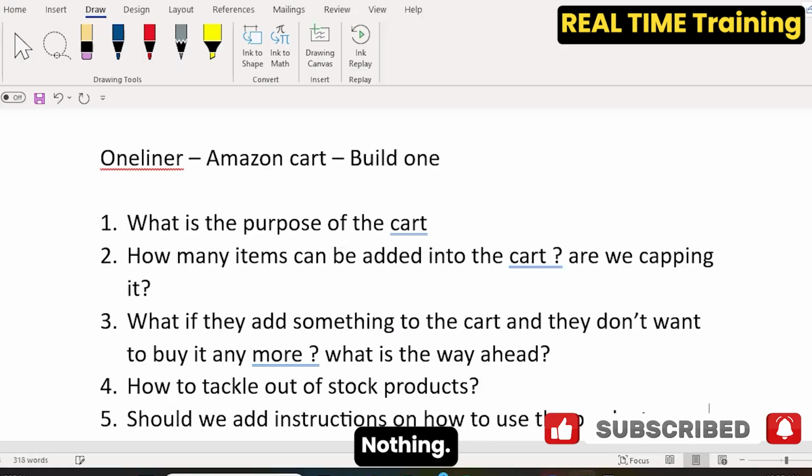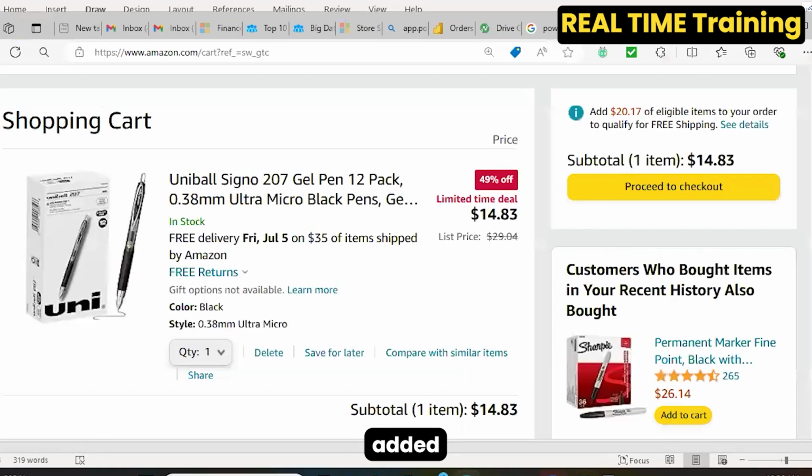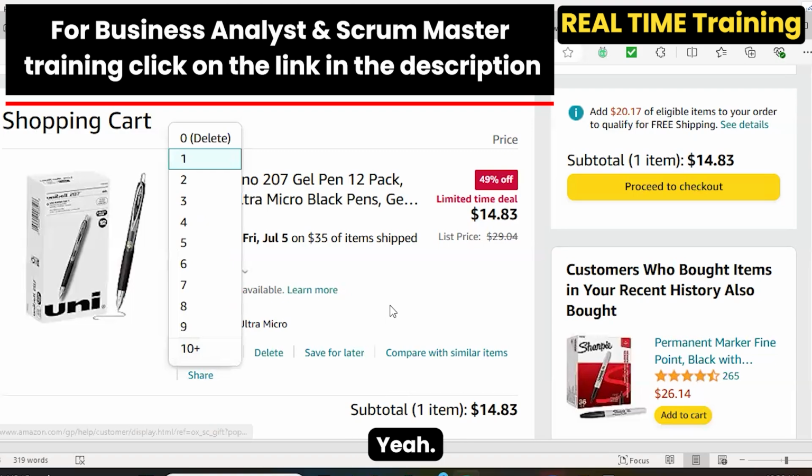Yes. The 6th point maybe. We have covered how many items can be added into the cart, but how many quantity of per item can they add? Because I have seen in many websites, they just allow 2 items for one particular product. At a time, how many items can be added? So 10 items can be added in the cart, but how many quantity of each item can be added? Can it be increased or decreased?